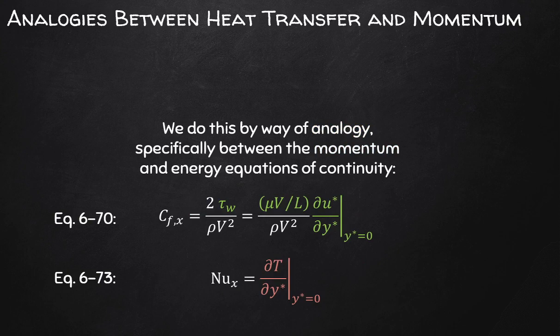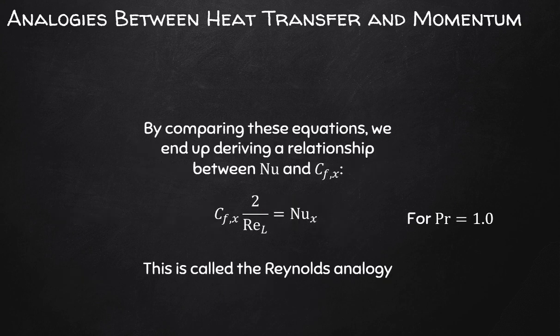We can therefore relate the friction factor f prime, or Cfx, to the Nusselt number by using the following equations introduced previously in this chapter. What is obtained in the end is the Reynolds analogy, which is applicable for Prandtl numbers equal to 1.